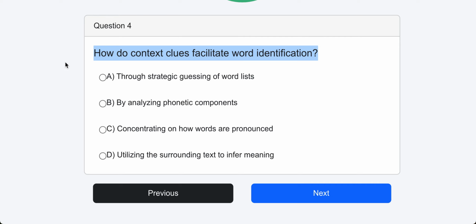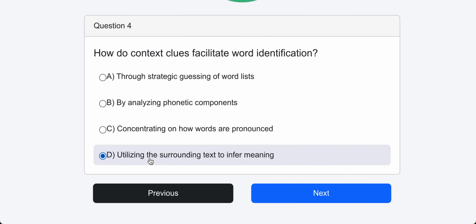Here we go. Remember, context clues help our students identify and understand the meaning of unknown words by using the surrounding text. That's why we can teach our young learners, our students, to look above, below, to the left, and to the right of a word. And so we're going to select answer option D, utilizing the surrounding text to infer meaning.